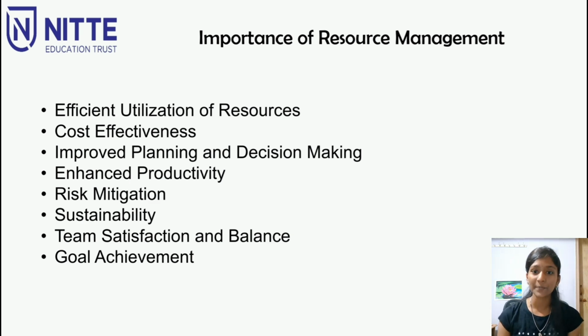Risk mitigation. Resource management helps identify and mitigate potential risks due to shortages, overuse, or misallocation, thereby maintaining continuity and quality. Then, sustainability. In the context of natural and environmental resources, good management practices help preserve them for future generations. Team satisfaction and balance. Managing human resources effectively prevents overwork, underutilization, and burnout. Then, goal achievement. Strategic use of resources aligns efforts with organizational or project's goals, ensuring timely and successful completion.